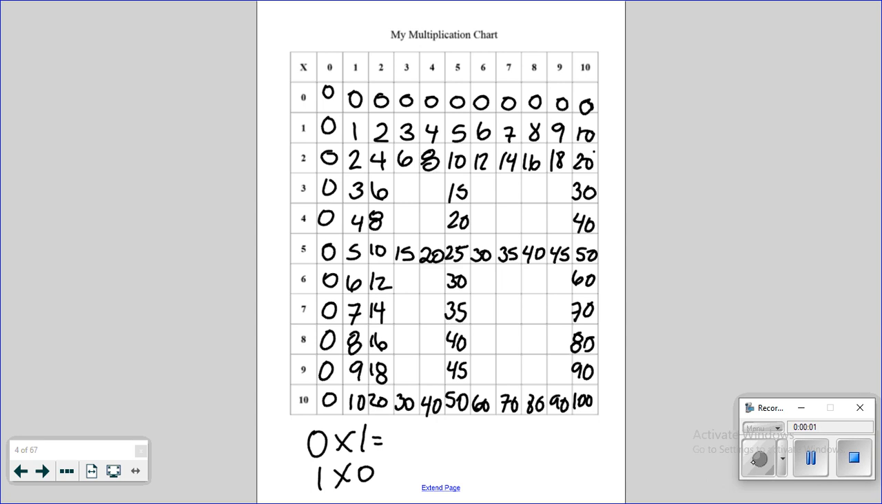9. We did them on the board using lots of different strategies. We know this pattern. We counted on. We used our 10s facts. Sometimes we used our 5s or our 2s if that was easier. And you're filling this in.